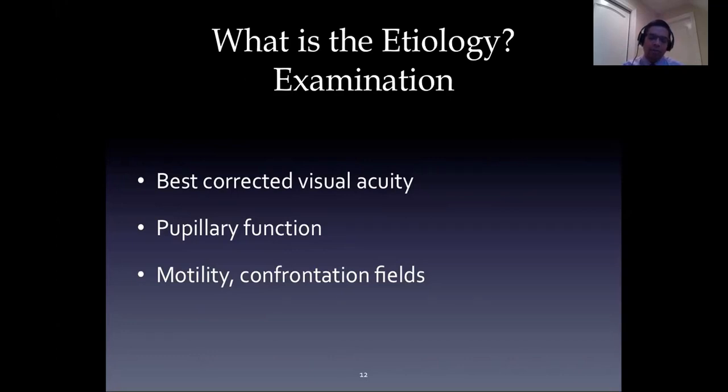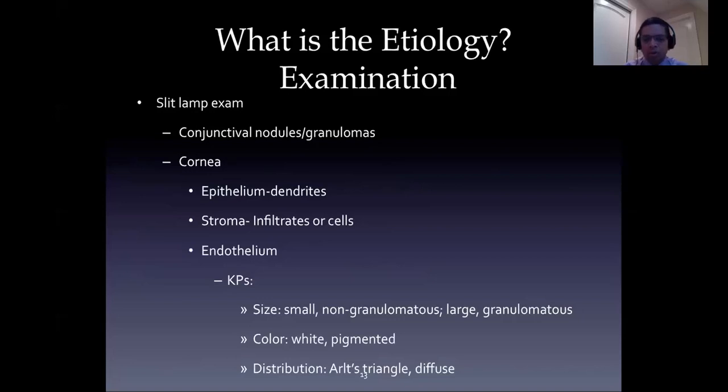uveitis, unlike other entities, involves and could produce complications in all of the broad categories and subspecialties of ophthalmology. It can cause cataracts, glaucoma, and retinal structural abnormalities, including retinal detachment, cystoid macular edema, neovascularization. All these things are important, so we have to do a very thorough examination of the patient. Best corrected vision, pupillary functions, motility, confrontational visual fields.